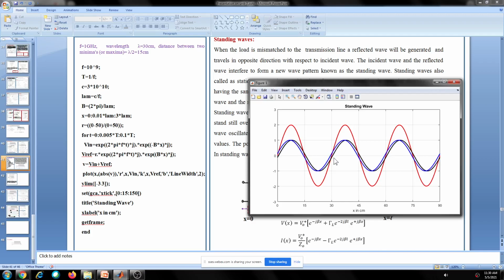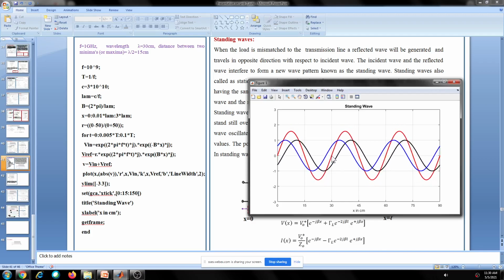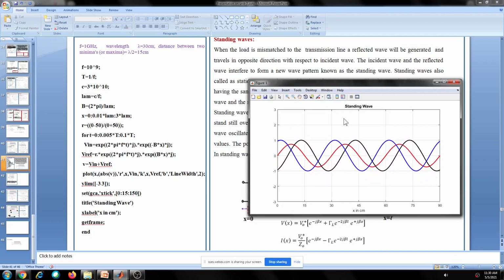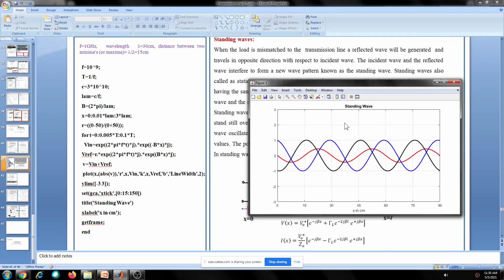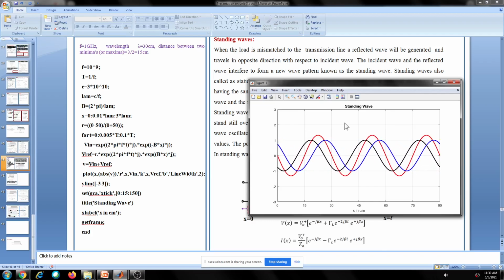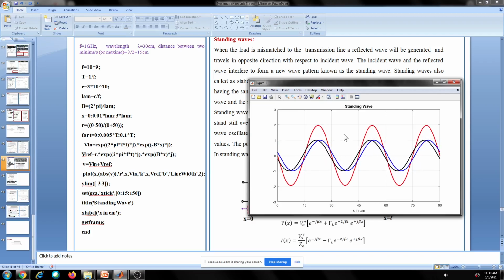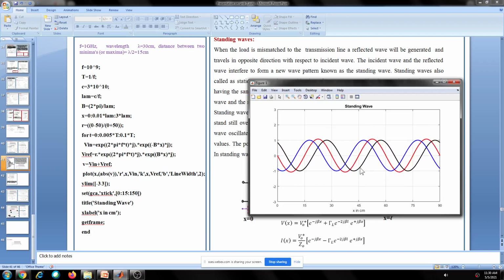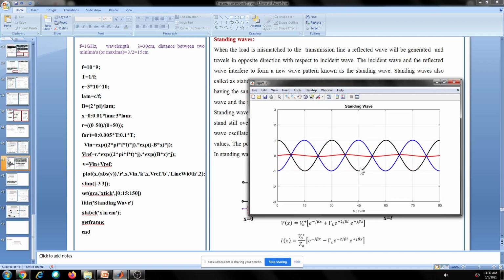So this is actually the minimum. Here we will find a minimum value, and this is a maximum. It is oscillating, but it takes a maximum value. So that wave looks like the addition of two waves traveling in opposite directions with the same frequency.